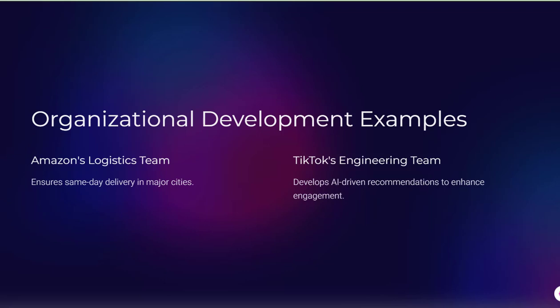Now we look at some examples of organizational development. Amazon's logistics team has worked hard to ensure same-day delivery in major cities, which is a significant achievement in the e-commerce industry. Another example is the TikTok engineering team, which has developed AI-driven recommendation algorithms that enhance user engagement on the platform, showing their technical expertise. Both of these examples demonstrate how organizational development initiatives can drive innovation and operational excellence in different industries.